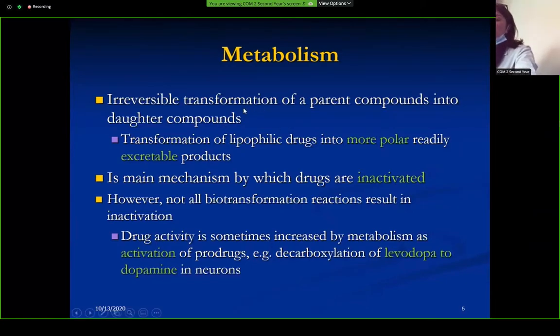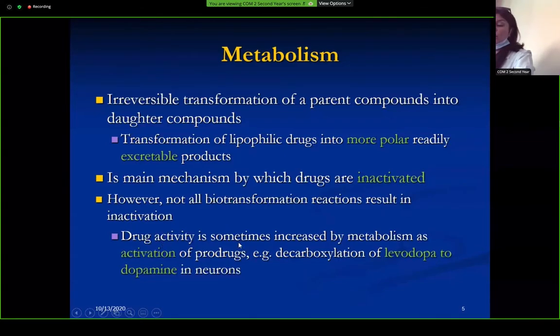So it's an irreversible transformation of the parent compounds into what? Daughter compounds, into smaller compounds. Usually it is the transformation of lipophilic drugs into more polar, readily excretable products, to be excreted by the kidney. It is the main mechanism by which drugs are inactivated. This is the main mechanism of how we inactivate drugs. However, not all biotransformation results in inactivation.